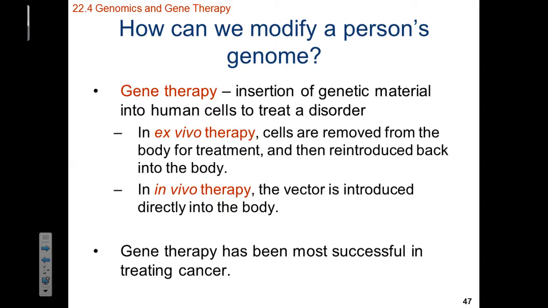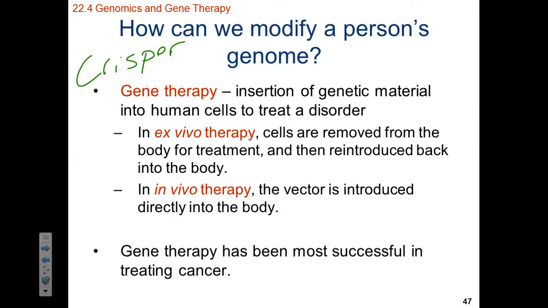To modify an individual's genome, we need to apply gene therapy techniques. The new kid on the block that didn't make it into this textbook is known as CRISPR editing. And you can go ahead and Google that to read up on it on your own. CRISPR editing will not appear on your test. It's the newest kid on the block.